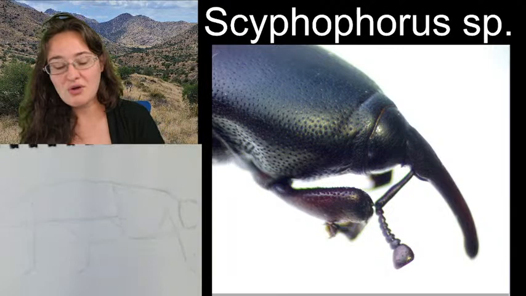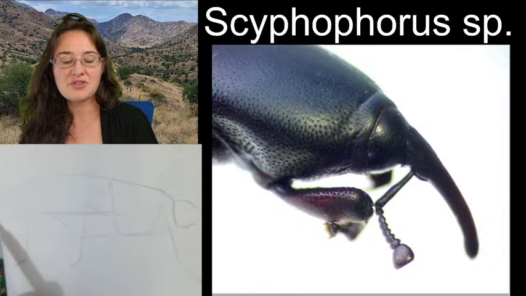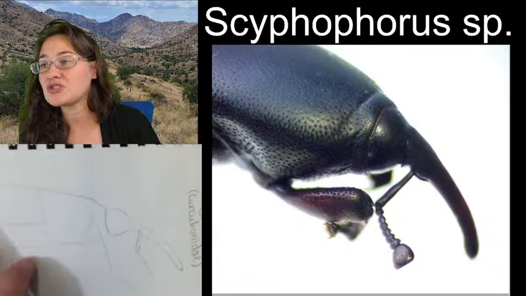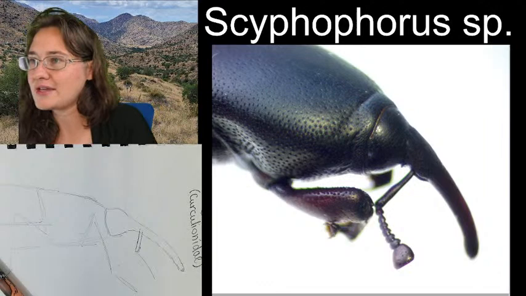All right, so we've got our head taken care of, our pronotum sketch, our elytra. This is a very light sketch, but it just gives me an idea of how big its body is going to be to make sure that I'm able to keep the whole thing on one page. I'm going to go ahead and zoom in really close to that head because I want to show you the compound eyes on this beetle.